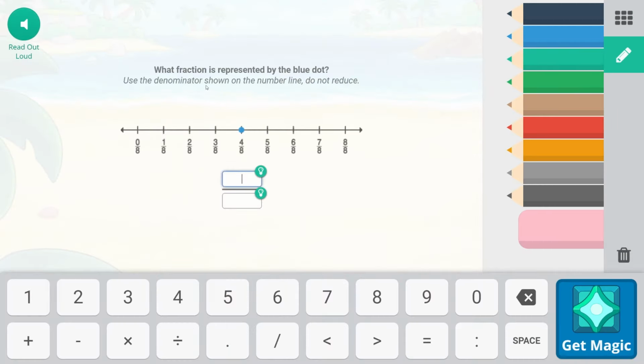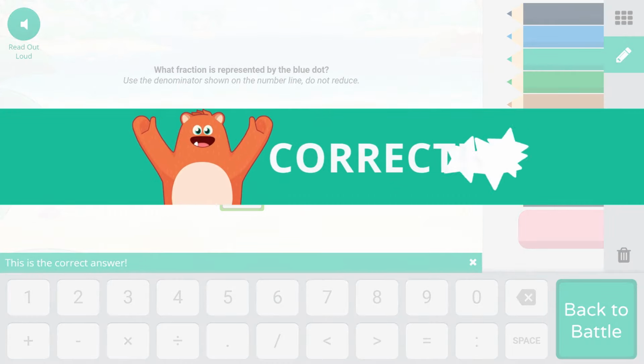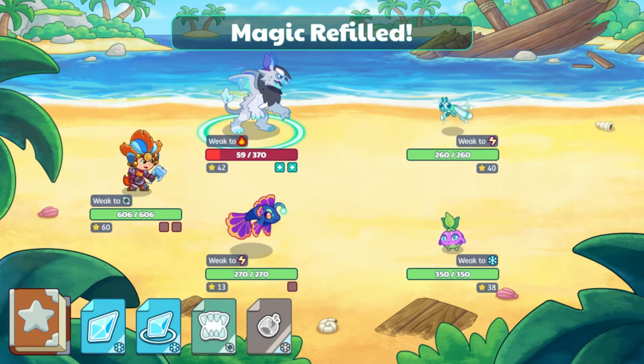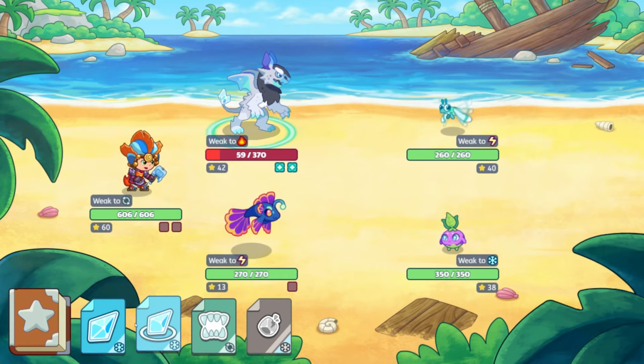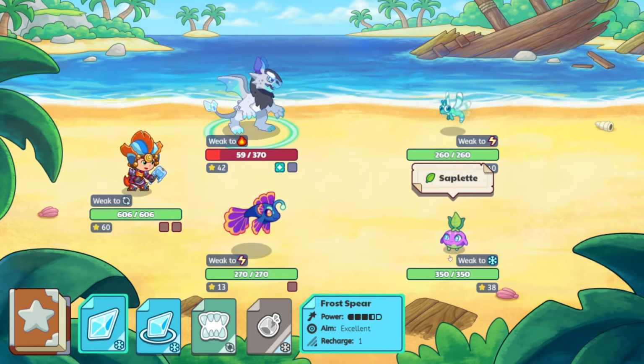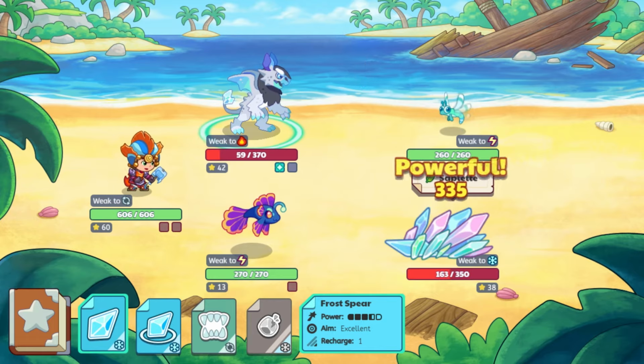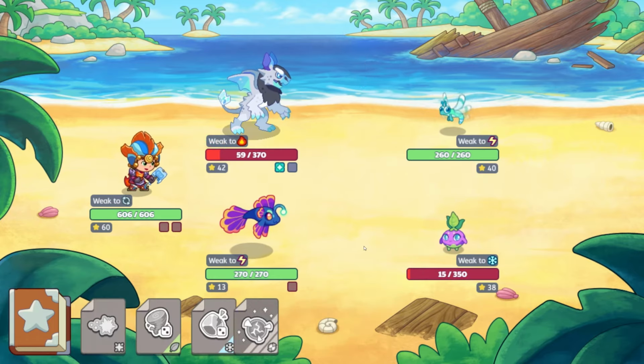So what fraction is represented? That is 4/8. 4/8 is equivalent to 2/4 and then also 1/2. So if you're simplifying, then that would be down to 1/2. All right, we are going to throw this Frost Spear at our Saplet and see if we can finish Saplet off. Not quite.